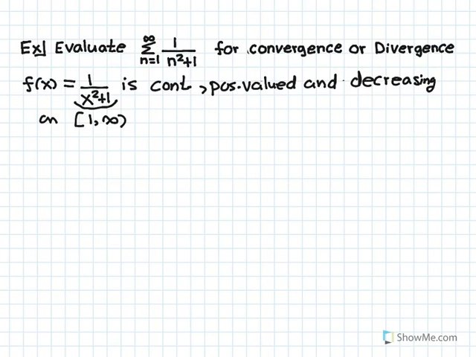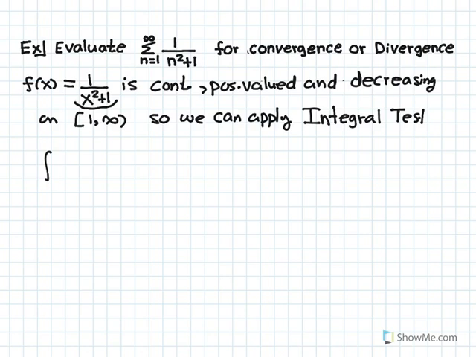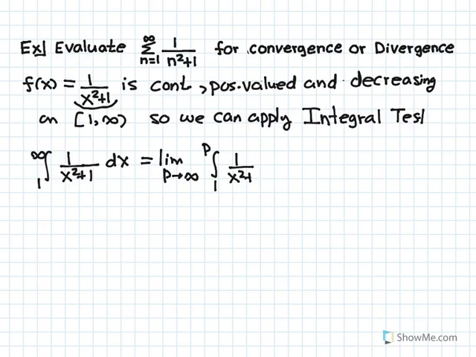All right, so we know we can apply the integral test. Always check these conditions before applying the integral test. Okay, so we have the integral from 1 to infinity 1 over x squared plus 1 dx. If this integral converges, the series will converge. This is an improper integral, so we take the limit as p approaches infinity of the integral from 1 to p, 1 over x squared plus 1 dx.